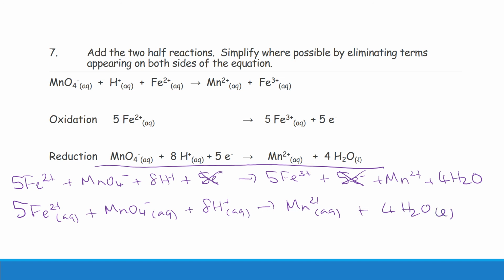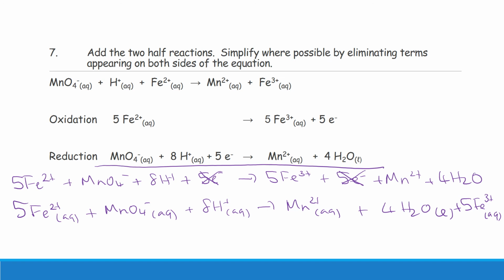Our final step is just to check. Now we can check by doing our standard, oh, I've forgotten to write in my 5 iron 3. So just as well I did a check, because otherwise it wouldn't have worked. So I've got 5 irons, 1 manganese, 1 manganese. I've got 4 oxygens here, 4 oxygen here, 8 hydrogens.